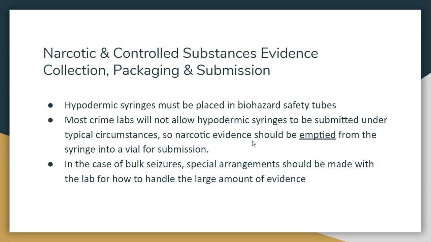Hypodermic syringes need to be placed in a biohazard safety tube. Most crime labs do not allow hypodermic syringes to be submitted under typical circumstances. So if it's potential narcotic evidence in the syringe, that evidence needs to be emptied into a vial for submission. In the case of bulk seizures of narcotics, they need to make special arrangements with the lab on how to handle that large amount of evidence.